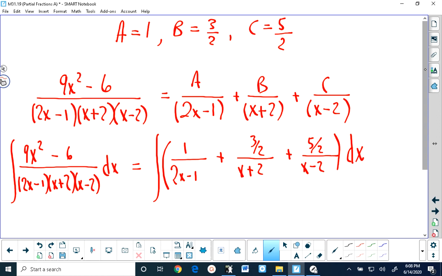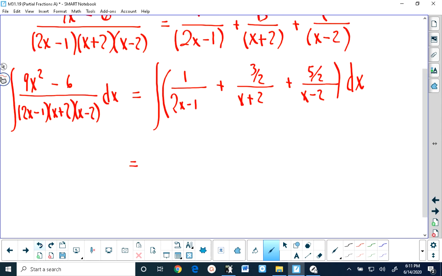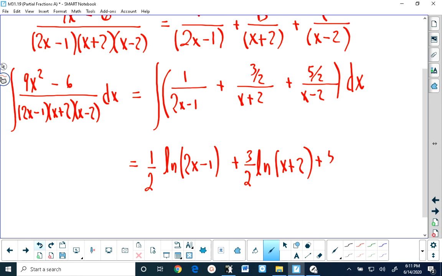It's really quite simple. So the antiderivative of 1 over 2x − 1, by the way, is not ln of 2x − 1, it's 1/2 of ln of 2x − 1. Because when you differentiate ln of 2x − 1, you're going to end up multiplying by a 2 because of the chain rule, and we don't want that 2 there. Plus 3/2 times the natural logarithm of x + 2, plus 5/2 multiplied by the natural logarithm of x − 2, plus your constant.